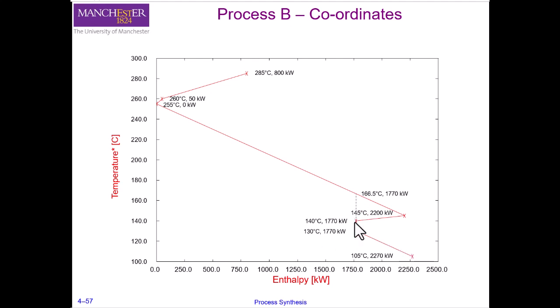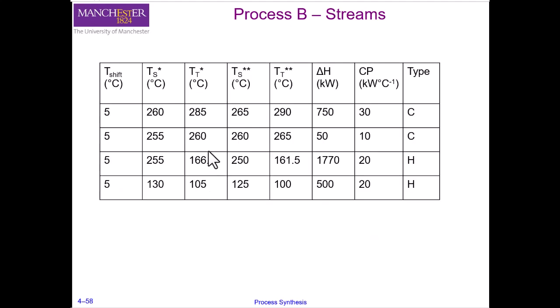Please note that the stream here going from 140 to 130 degrees centigrade is not extracted because there is no duty involved, and so we don't really need to extract this stream for our process. We can make a similar table for process B like we did in process A, with our supply and target temperatures from our grand composite curve, and then shift them by half a delta T min. And the delta T min for process B is 10 degrees centigrade, so half of delta T min is 5 degrees centigrade.